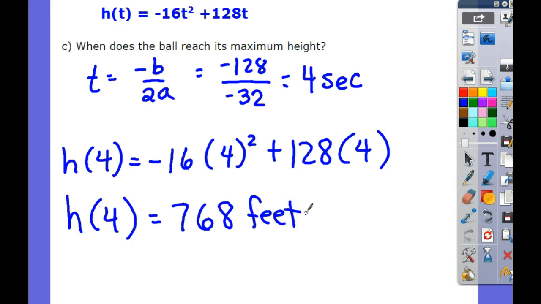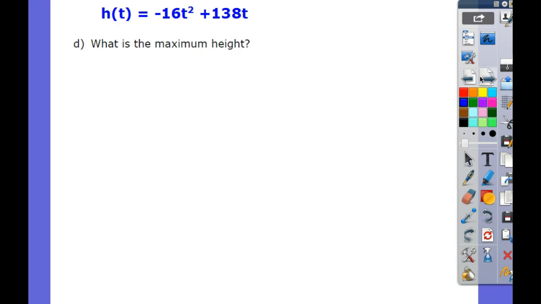I don't think he can kick it 768 feet high. Do you? Okay. So, oh, that was this part D. I already did part D. What was the answer there? 768 feet.